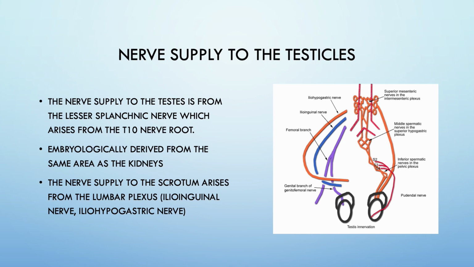This is because if you go all the way back to embryology in medical school, the testes are derived in a similar area as the kidneys are derived, which are higher up into the thoracic dermatomes. The nerve supply to the scrotum arises from nerves of the lumbar plexus. These are the ilioinguinal nerves and the iliohypogastric nerves. But innervation to the testes themselves comes from the thoracic nerve roots.